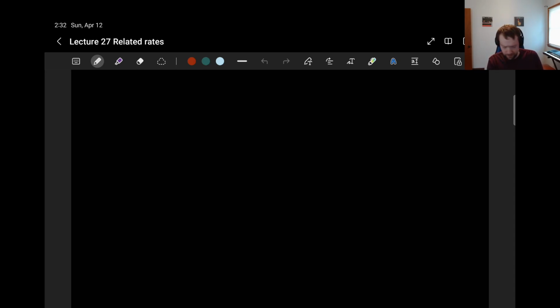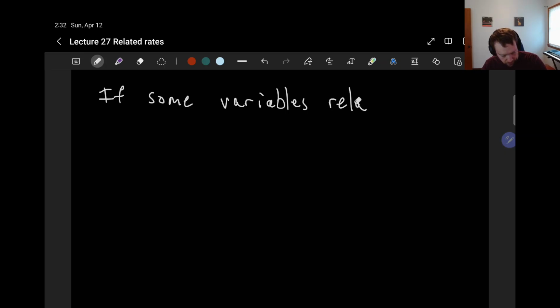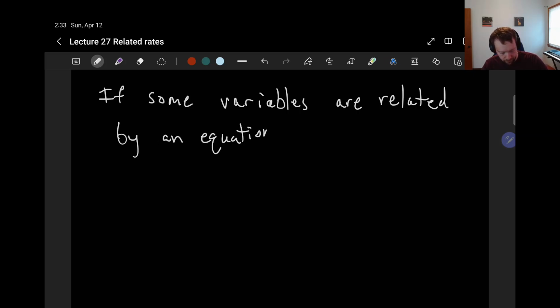So, related rates. This is an application of implicit differentiation, what we did last time. And these are real world problems. So if we have some variables that are related by an equation, then it will follow that their derivatives are related as well, hence the name related rates.